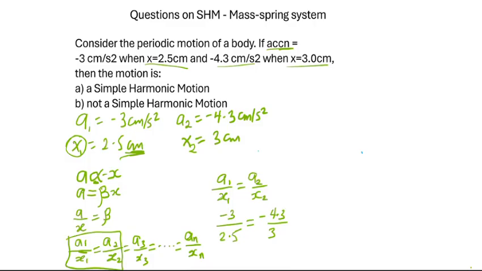Now, let's come back to the equation. Negative 3 over 2.5. What do we have? We have negative 1.2. Let's now check the second side. Negative 4.3 over 3. We have negative 1.43. And we can see that these two are not equal. Since these two are not equal, it means the periodic motion is not simple harmonic motion. If it is simple harmonic motion, this must be equals to this.